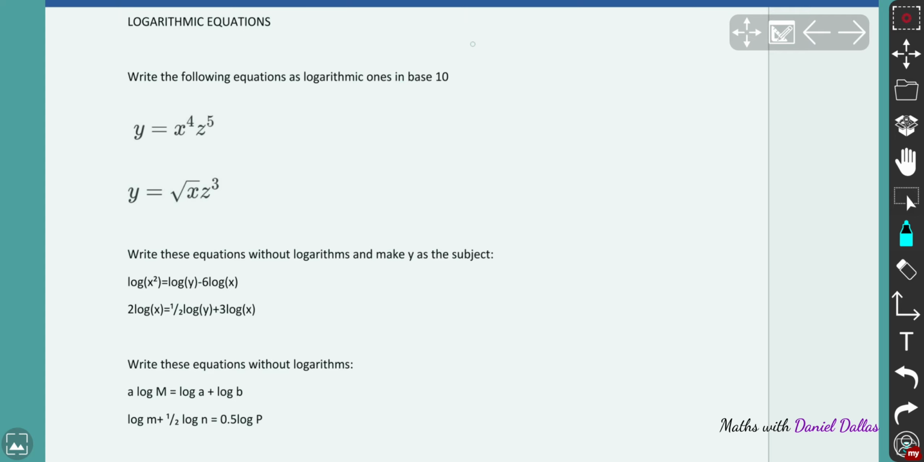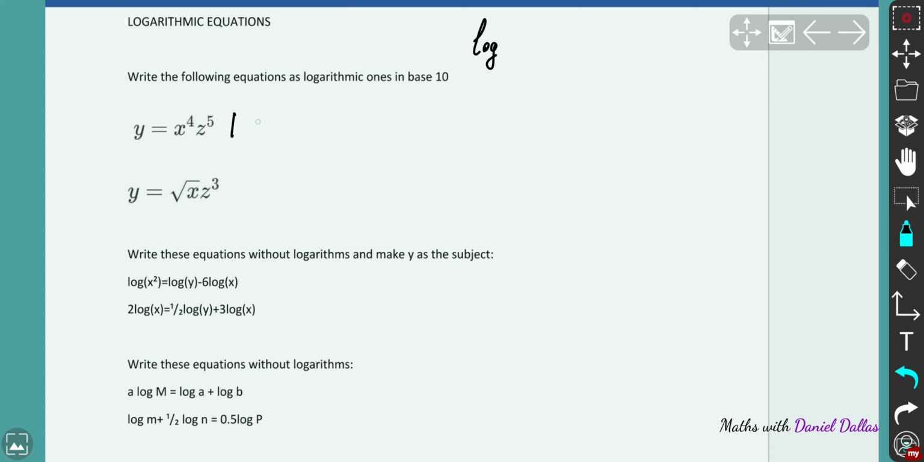All right, so we need to write the following equations as logarithmic ones in base 10. As you remember, we mark it as just log. It means that if the base is skipped or missed, the base is 10. Okay, how to write this one as a logarithm in base 10?